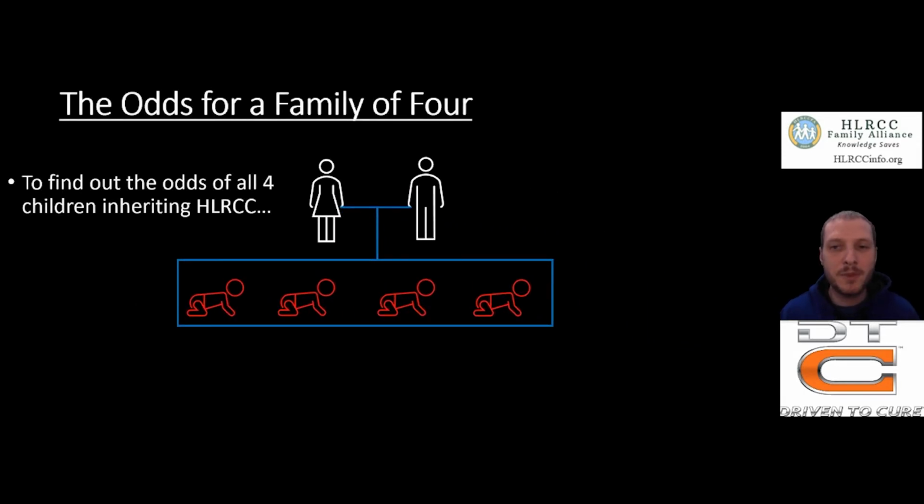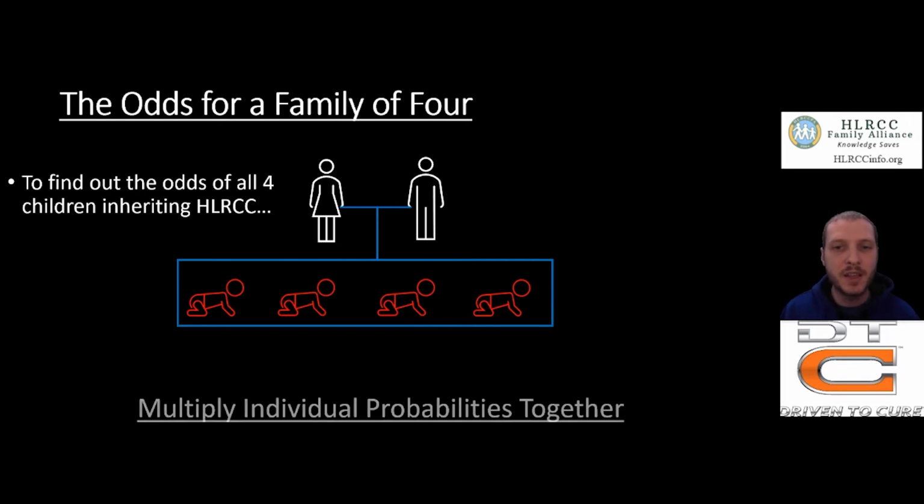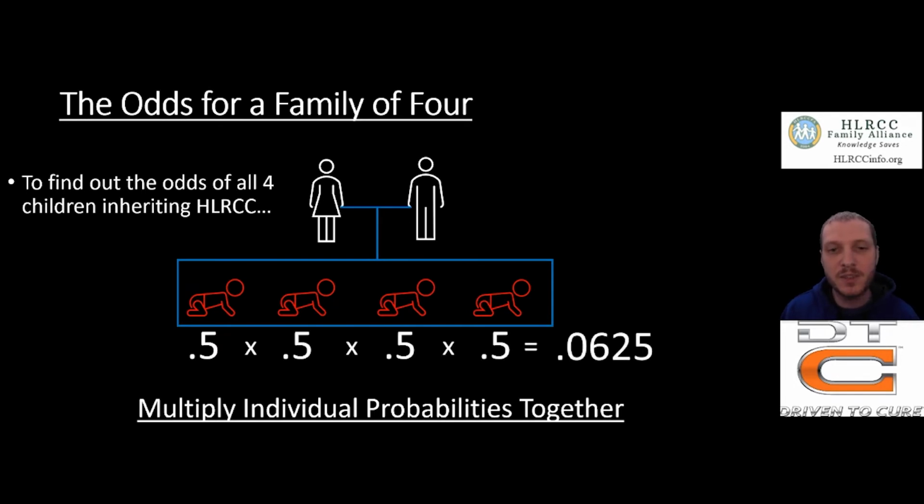Let's start then with an example of a family of 4 children. What are the odds of all 4 inheriting HLRCC? In order to find this out, we need to multiply together each individual child's probability of inheriting HLRCC. So since the chances of any child having the mutation is 50%, that means we'll multiply 0.5 times 0.5 times 0.5 times 0.5, and this is going to give us an answer of 0.0625. Now to turn this into a percentage, we're going to have to multiply that number by 100, which moves the decimal place over 2 spots to give us a final answer of 6.25%, meaning that a family of 4 can expect to have all 4 children have HLRCC 6.25% of the time.